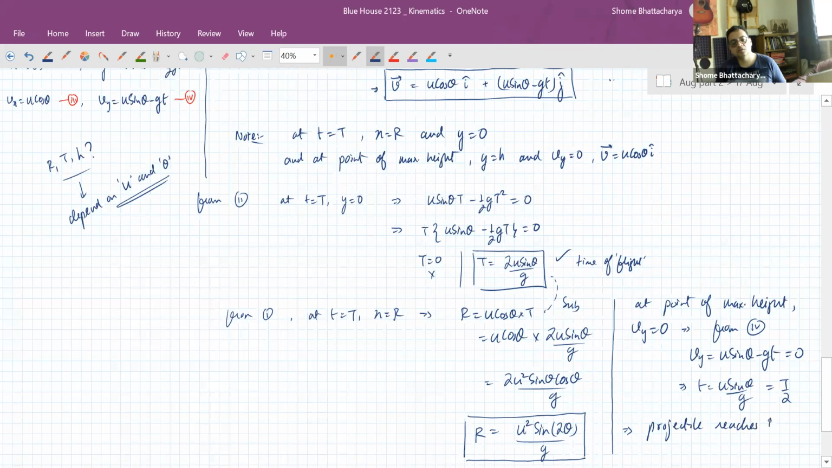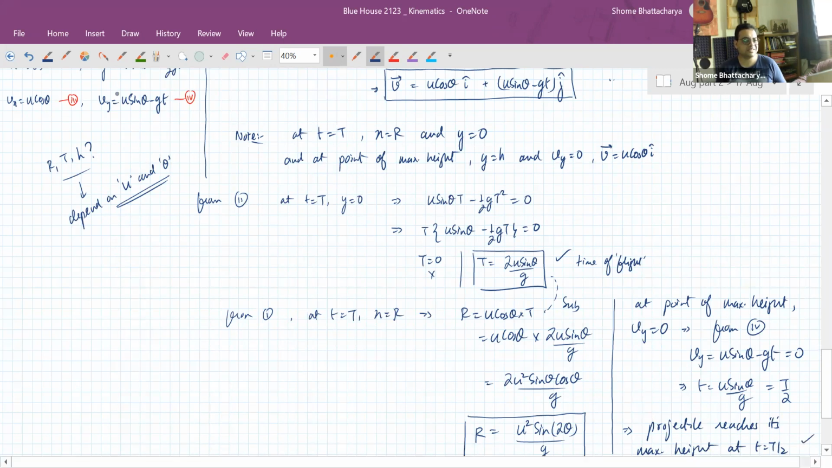So there is one important fact, that this implies that the projectile reaches its maximum height at half the total time, which means that once again the ascent and descent are symmetrical. So this is also another important fact. And then we'll put this value of time in the second equation. So that will give us the formula for the maximum height.